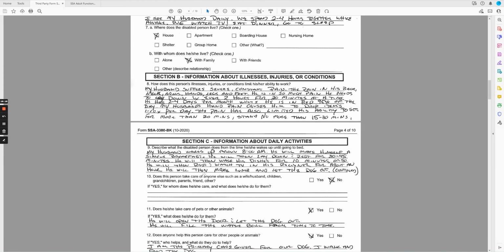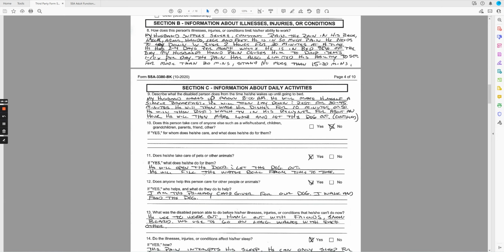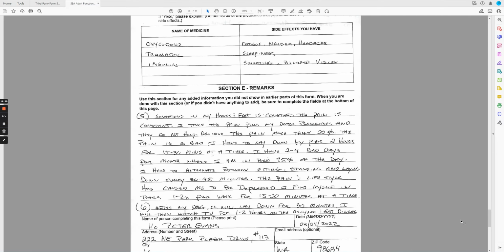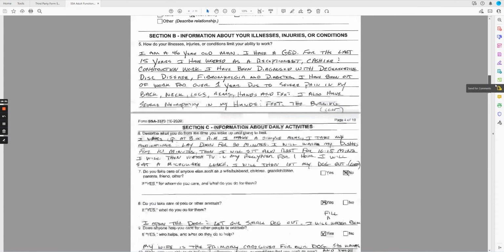So let's go ahead and move on to question 9. Describe what the disabled person does from the time he or she wakes up until going to bed. So back to the adult function report, and let's scroll back up on this. Guess what? Exactly the same. Describe what you do from the time you wake up until you go to bed.